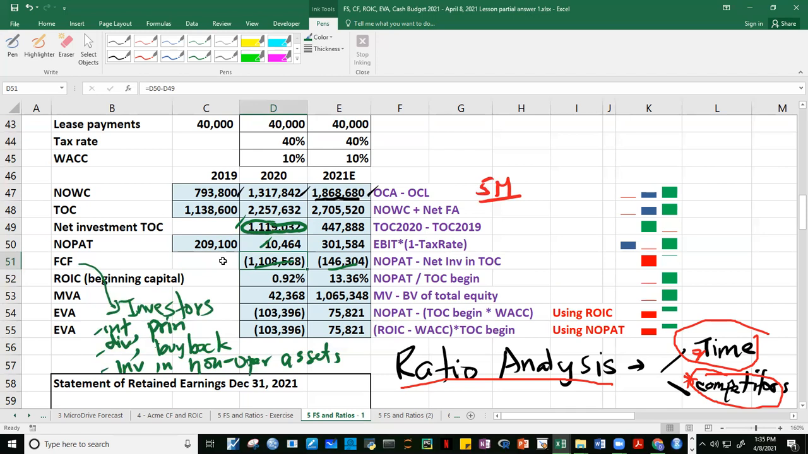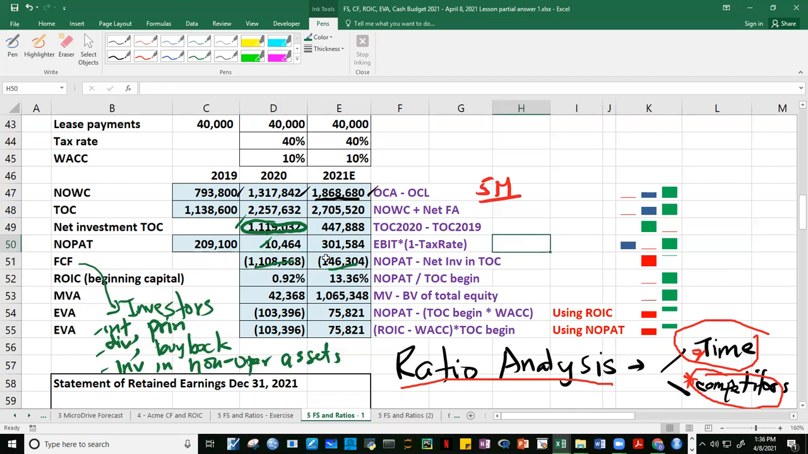Partly yes because relatively mas mababa yung NOPAT nila. Okay, and partly no. Bakit hindi masama yung negative FCF dito? Kasi it was also due to a very high net investment in TOC. Okay, clear yun guys? Clear?